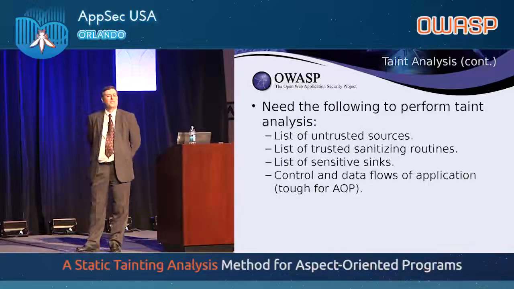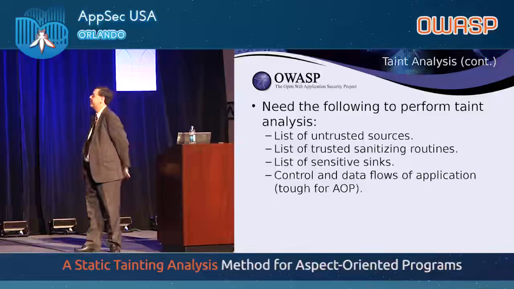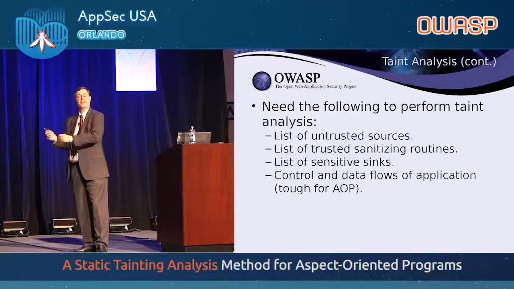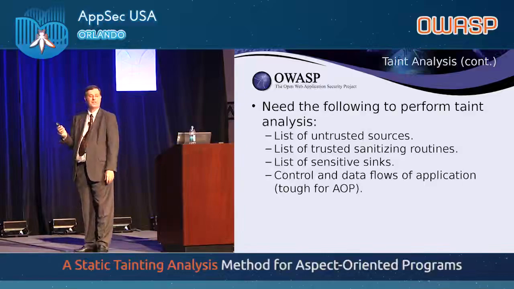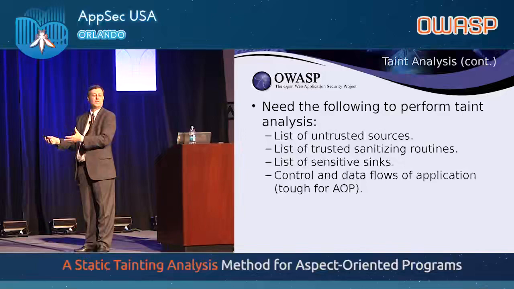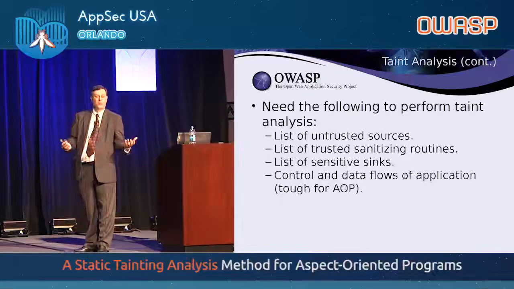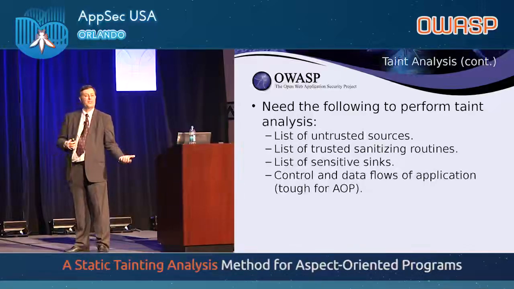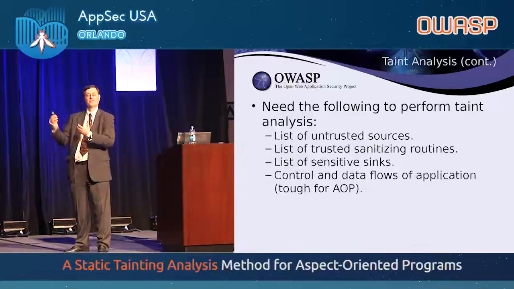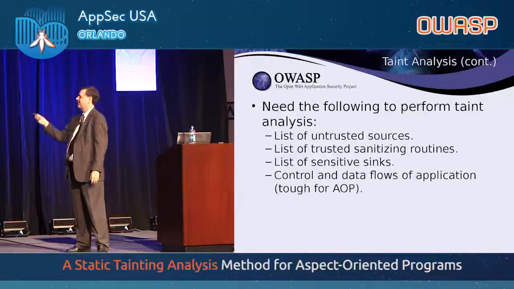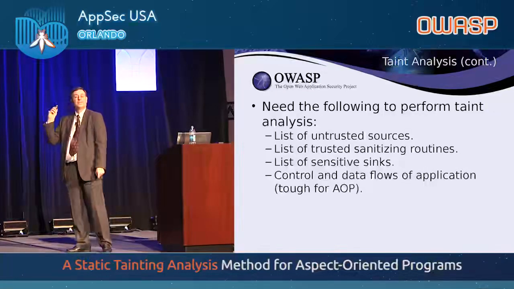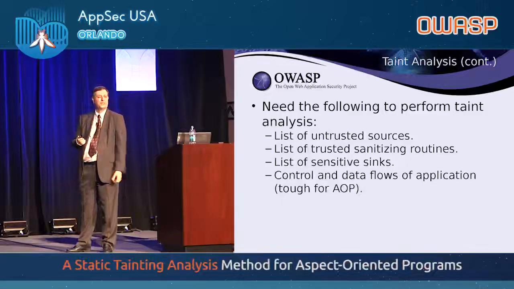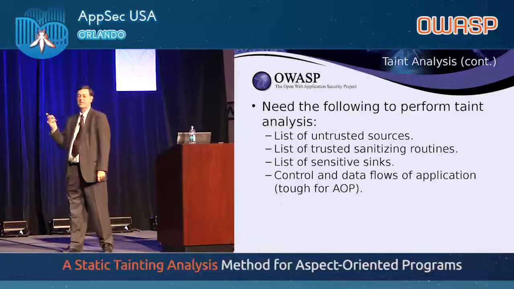So here are the items we need for doing a valid taint analysis. We need a list of untrusted sources. That's going to be context sensitive. It depends on the application. If it's a web application, you've got different untrusted sources than if it's a word processor or any other kind of application. You've got a financial application, Quicken is going to have a different set of sources than a web application as well. All these things, so you need to know what those are. We've got a list of trusted sanitization routines. We've got a list of sensitive sinks.